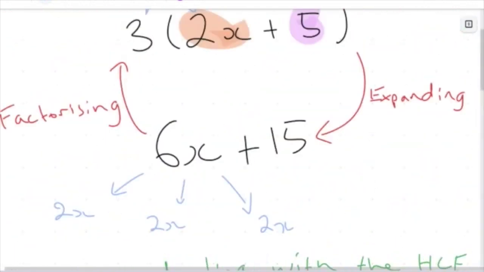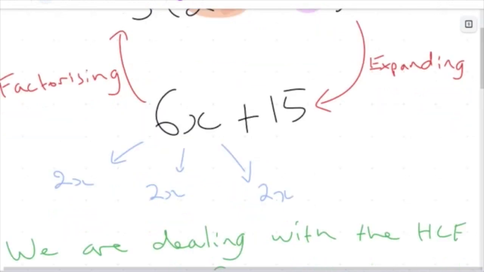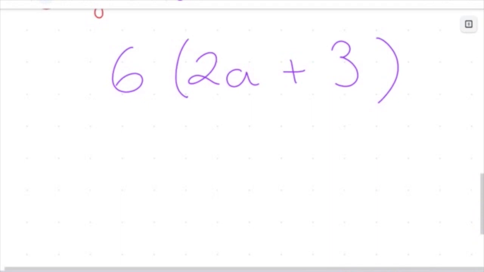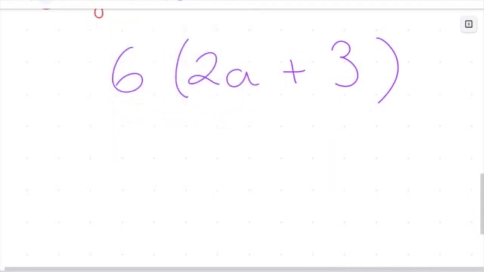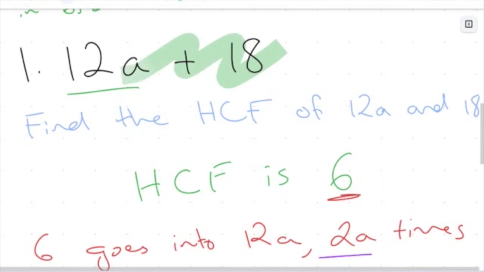In the same way, going from the bottom to the top, that's what factorization is. And the brilliant thing about this, guys, is that you can check if this works. How can you check that? You can check it by re-expanding. And if you get 12a plus 18, you've done it right.